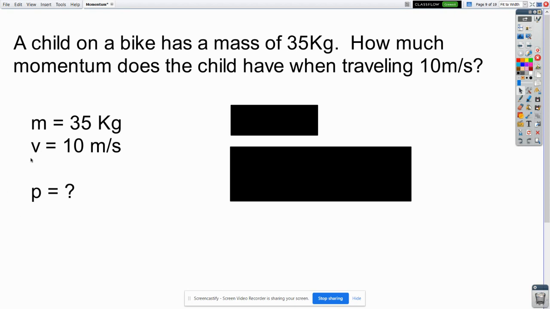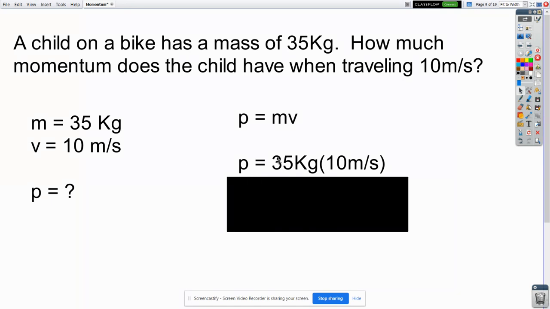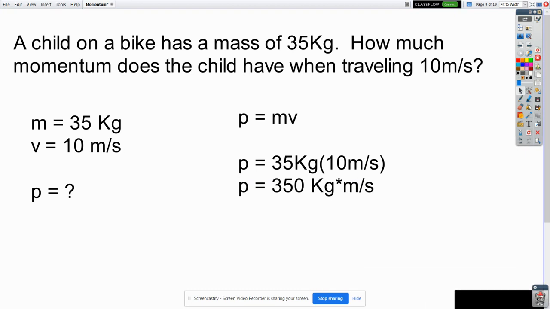Momentum is p. Don't ask me why it's p. That's just what they decided. We only have one equation that has these three variables in it at this point. That is the momentum equation, p equals m times v. Substitute. The mass is 35 kilograms. The velocity is 10 meters per second. Multiply those together, you get 350. And then it's just kilograms times meters per second, just like the equation shows you. 350 kilograms meters per second is the answer. Pretty simple, pretty straightforward calculation.